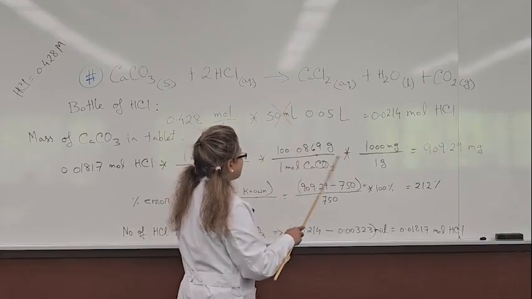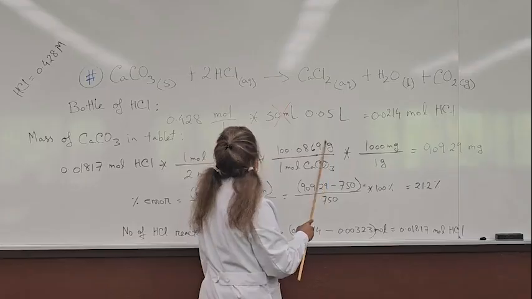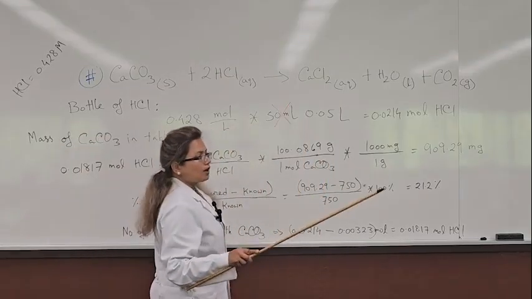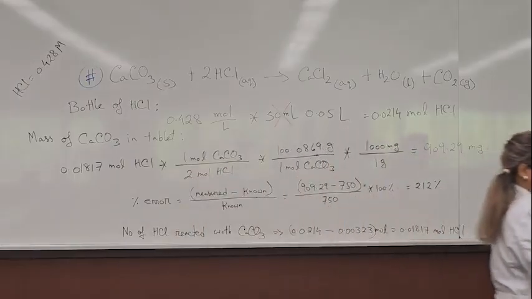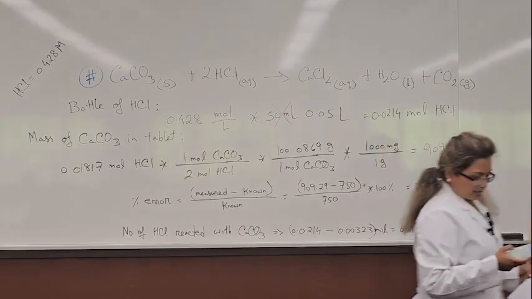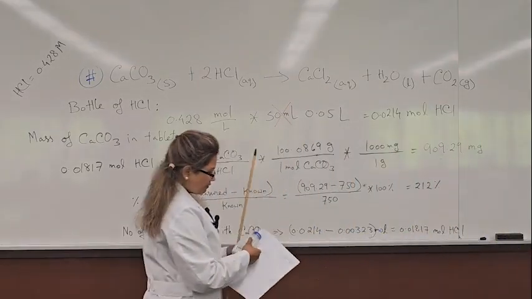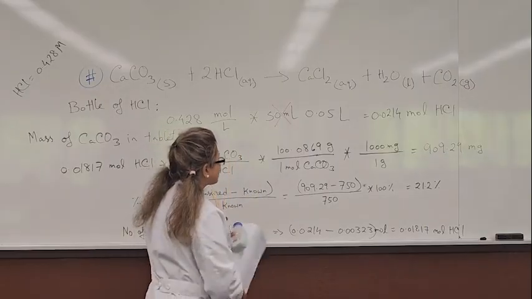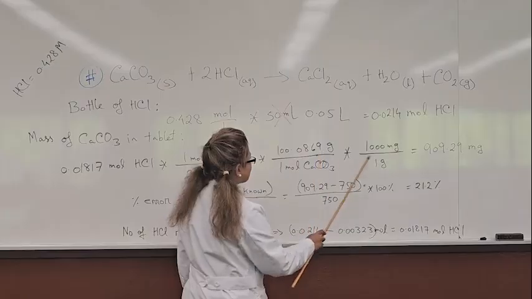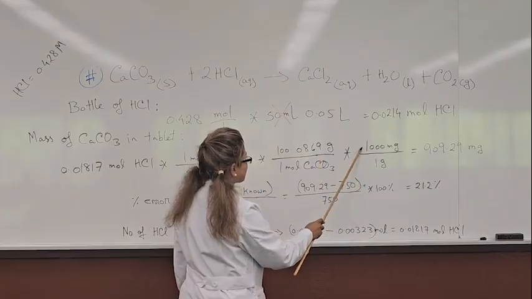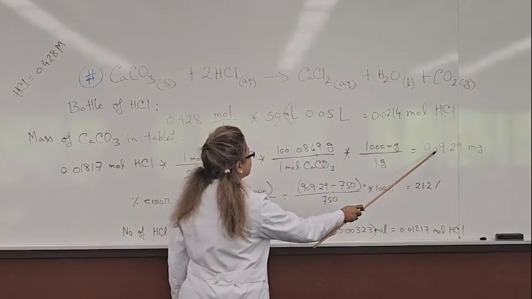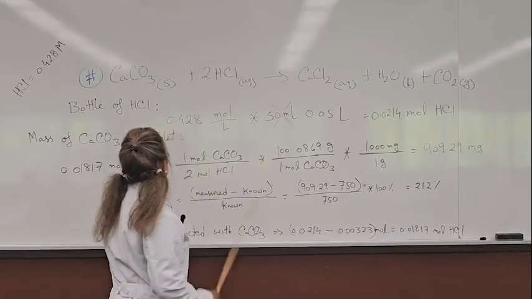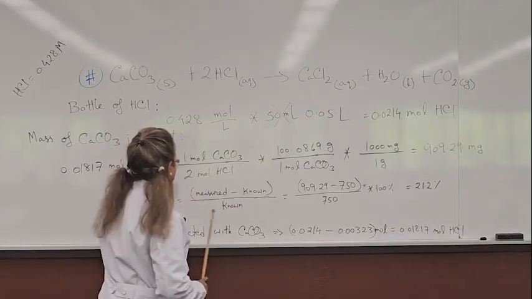So gram per mole, and I'm trying to find it in milligram because the bottle of antacid says 750 milligram. So my unit should be the same. That's why I converted it from gram to milligram. 1 gram is 1000 milligram. So I ended up with 909.29 milligram of calcium carbonate.